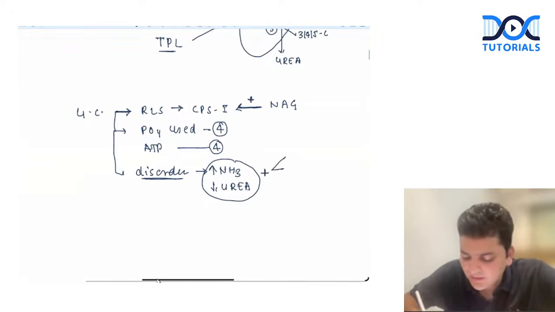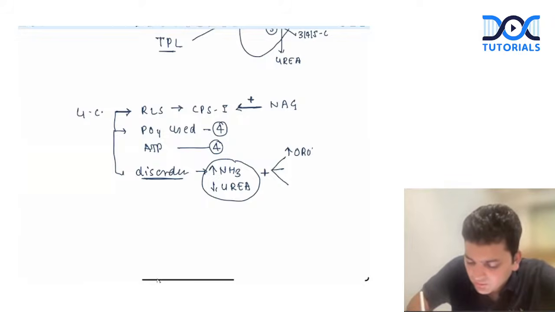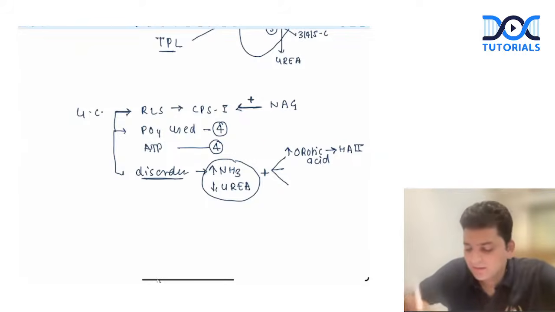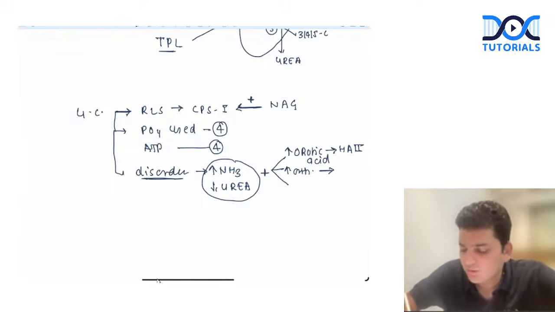I am writing 3 additional features and you tell me the diagnosis. If there is more ammonia, less urea, and an increase in orotic acid also, then what is the diagnosis? Hyperammonemia type 1 or type 2? It is hyperammonemia type 2. If there is an increase in ornithine, or gyrate atrophy is mentioned, then this is what? Triple H syndrome.